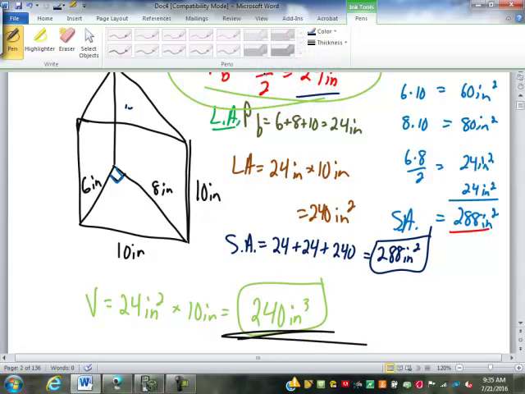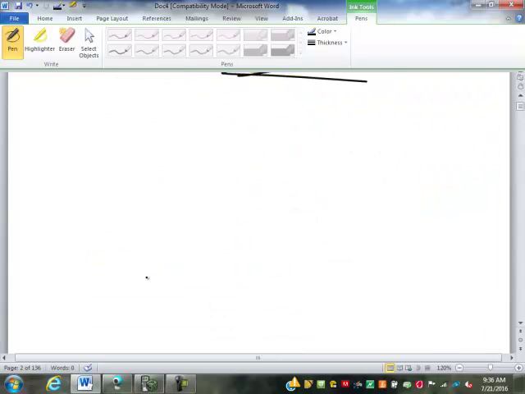Okay. Now, last week when we were doing all these measurement conversions, we talked about a conversion. We didn't have a lot of time to go over it, so I want to review it a little bit here.